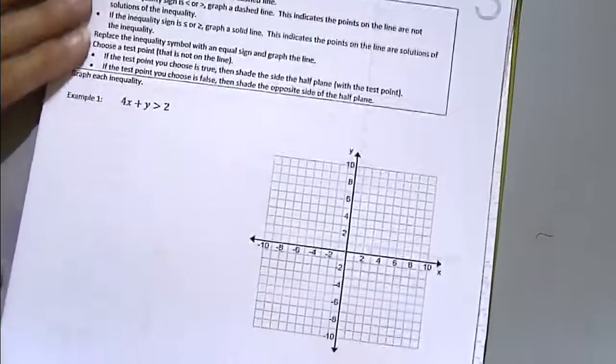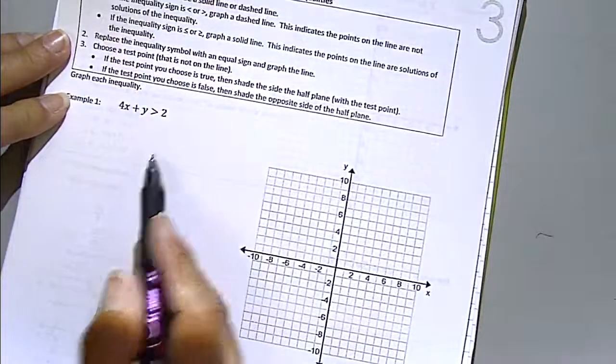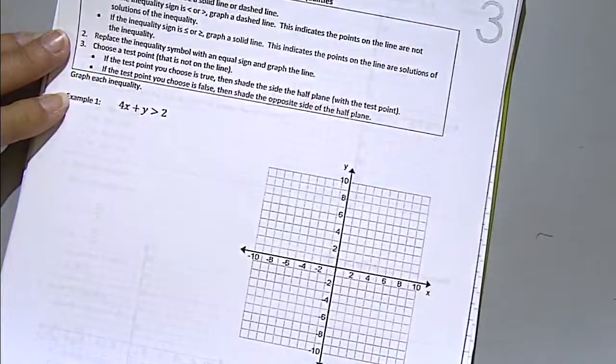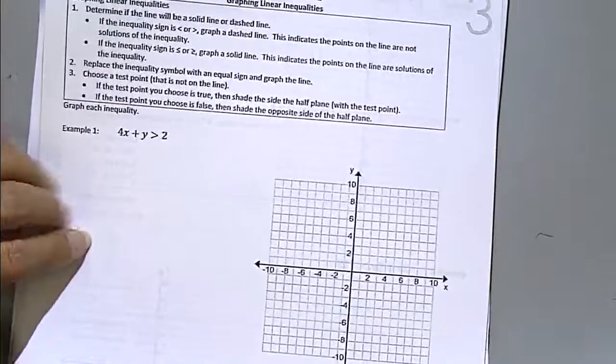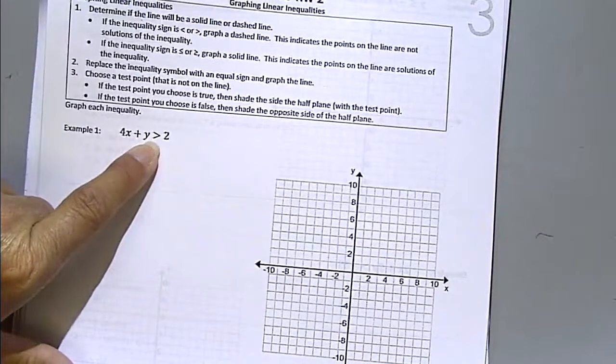So what we've got here is graphing linear inequalities, and we're going to determine first if the line is solid or dashed. We're going to graph this line. Is it a solid line or is it a dashed line? Simple, easy. If it has an equal, it's a solid line. If it doesn't have an equal, it's a dashed line. Everybody got that? In other words, it won't be equal to the line.